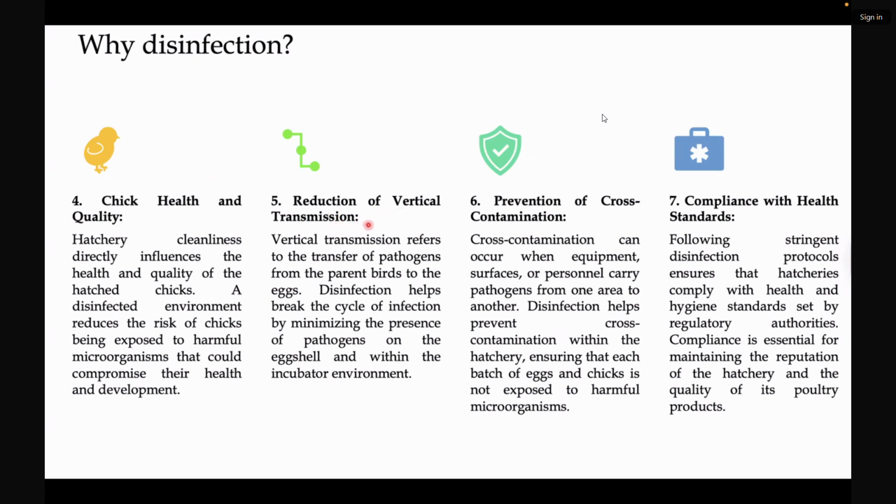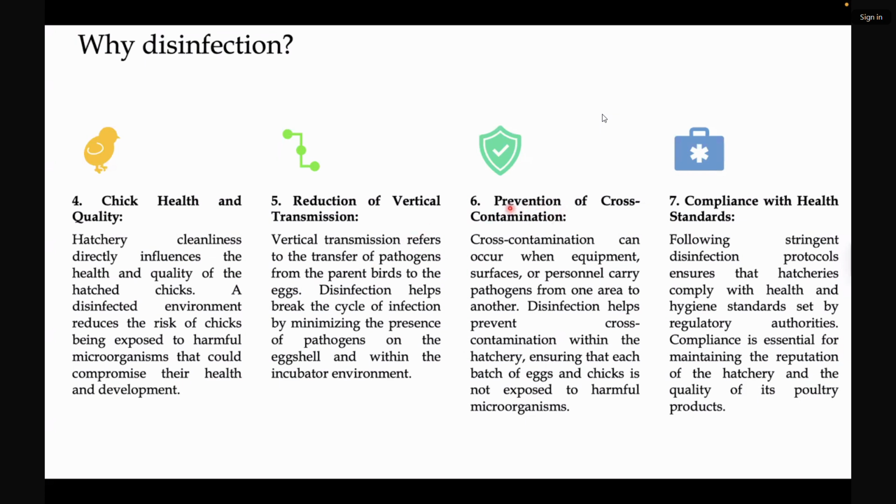And reduction of vertically transmitted disease, as well as horizontally transmitted disease, I would say. So you may know the terms vertically transmitted and horizontally transmitted diseases. Vertical transmission refers to the transfer of pathogens from the parent birds to the eggs. Disinfection helps break the cycle of infection by minimizing the presence of pathogens on the eggshell and within the incubator environment. That is how we can break the chain of transmission from the parents to the chicks.